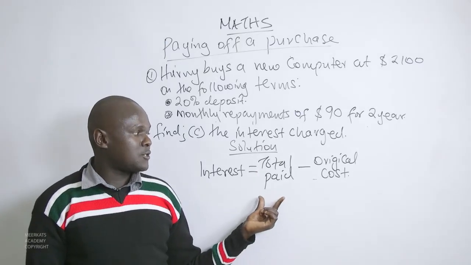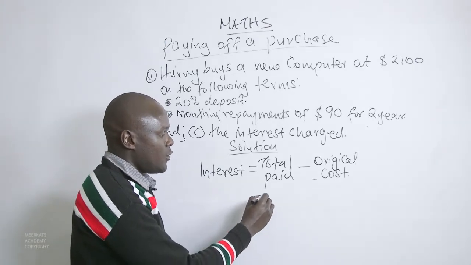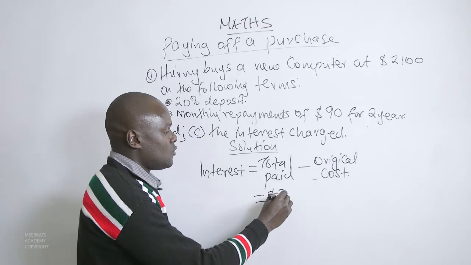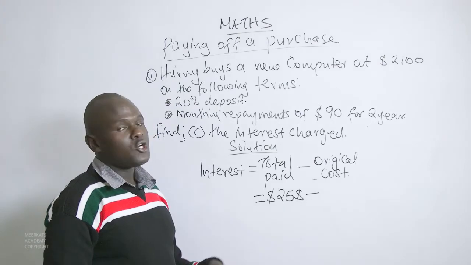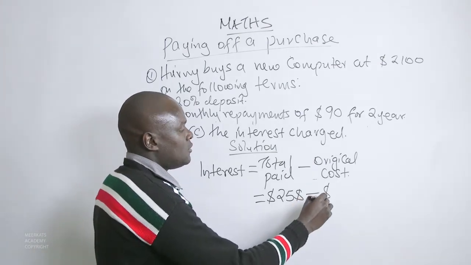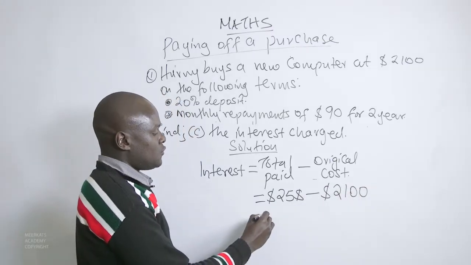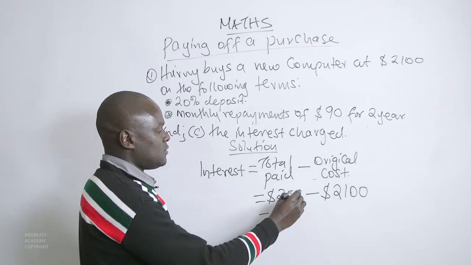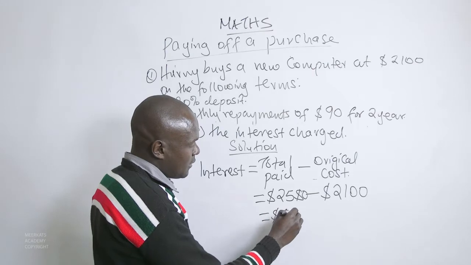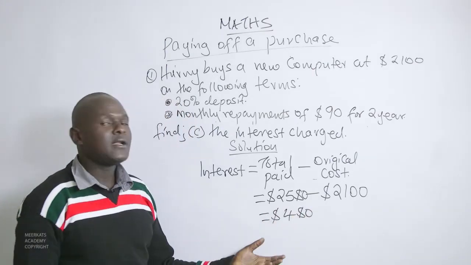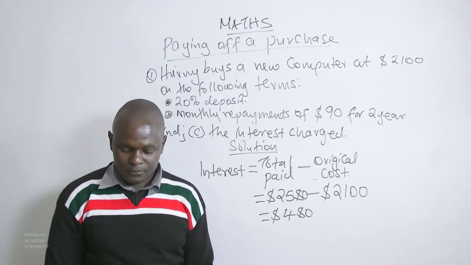So how much is the total amount of money that was paid? We have calculated this to be $2,580. And the original cost of the computer is $2,100. So the difference of the two will give us the interest, and the difference is actually $480. $480 is our interest. This is what we have.